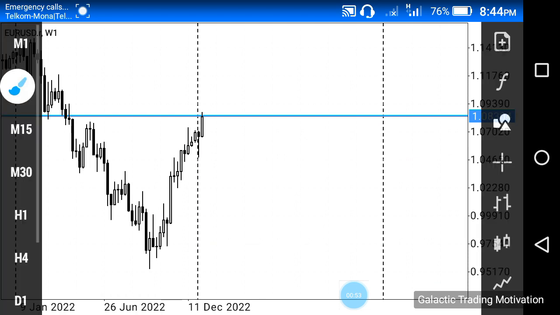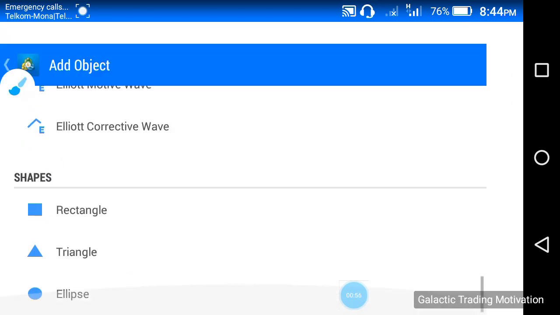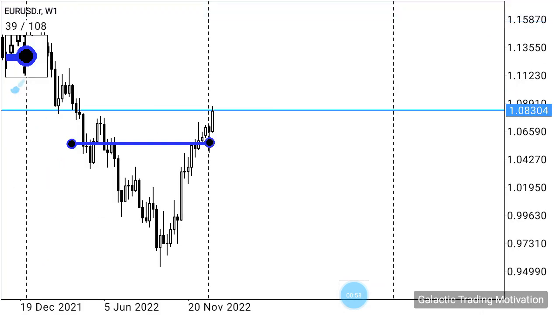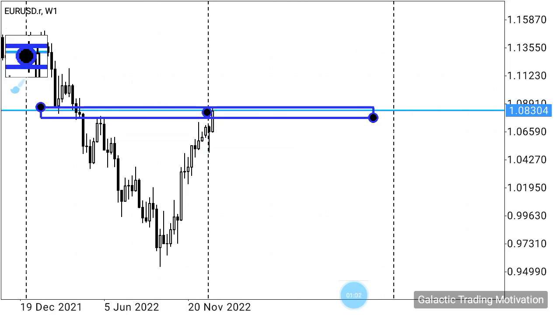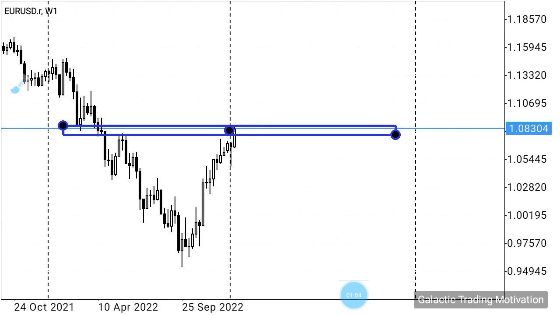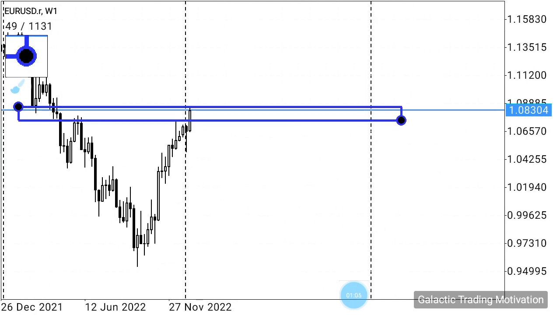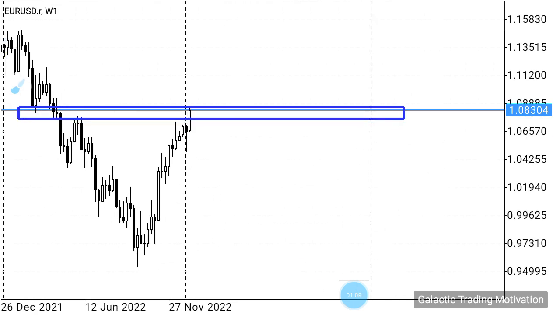Let me just actually add an actual resistance area at that point, and just also bear in mind that support and resistance are not actual lines, but rather areas where price may potentially reverse, right? So there we go, more or less.